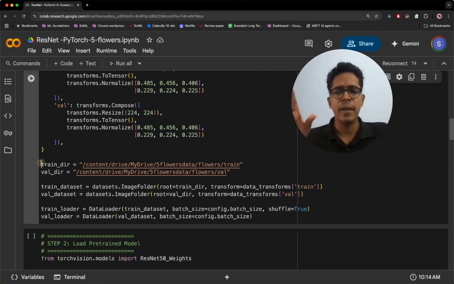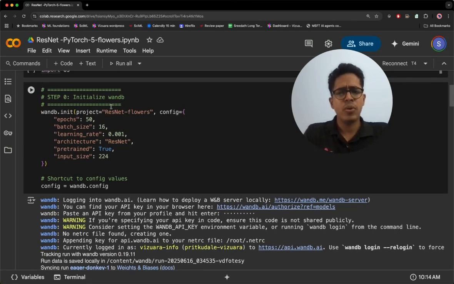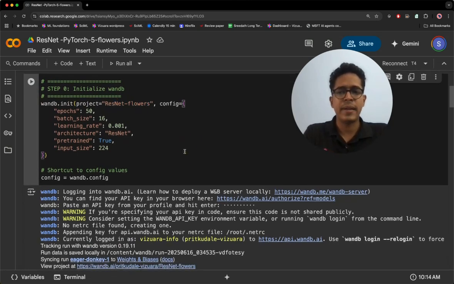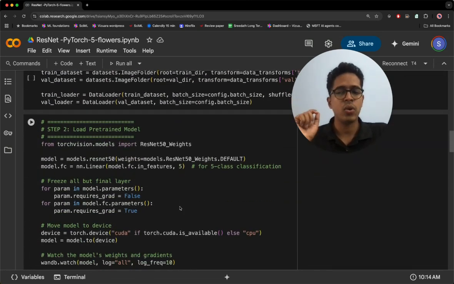So this is the only part in the code where a change will be there. Here, the project name you can change if you want. Otherwise, you can keep it as such, no need to change. But the weights and biases API key also will differ. You will have to paste your own API key.